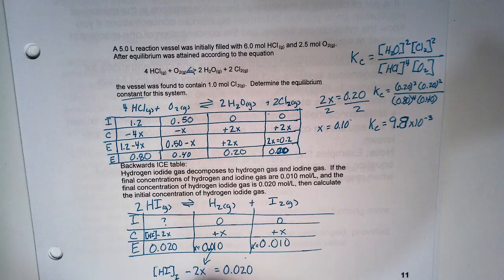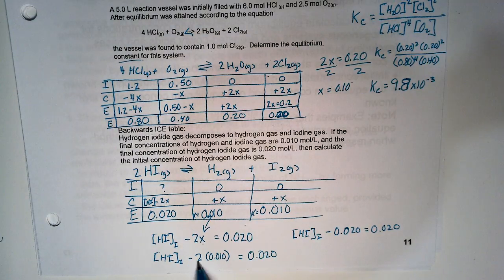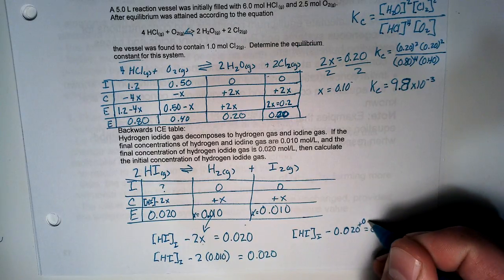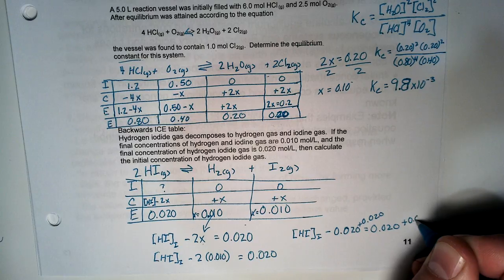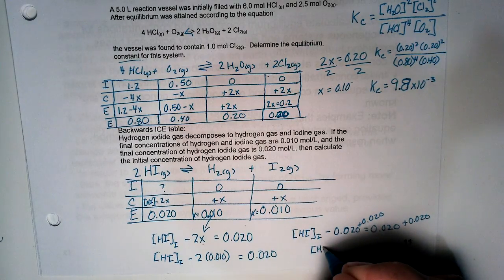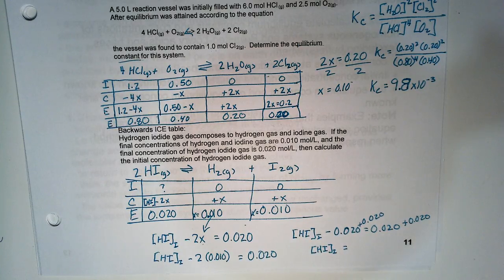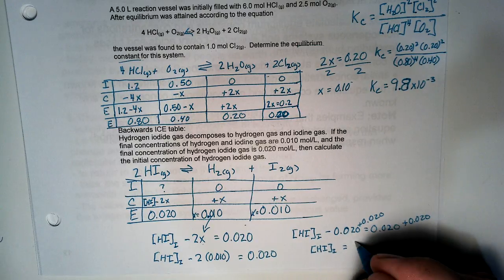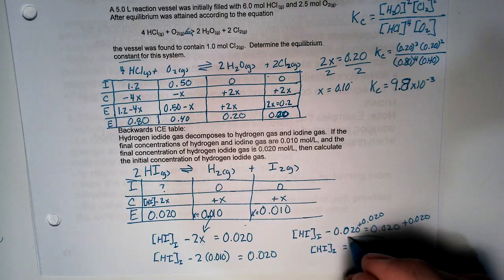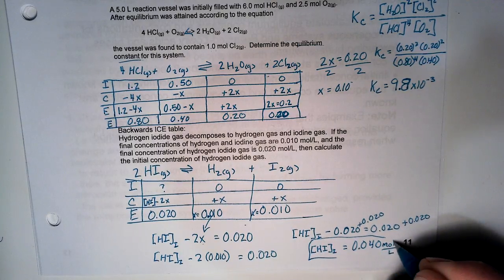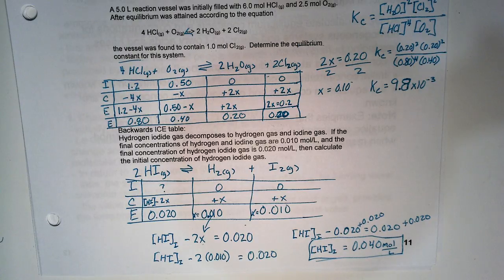HI initial minus 2 times 0.010 equals 0.020. Okay, so we got this, solve for this, put it in. Now we're going to add 0.020 to both sides. So our initial concentration of our hydrogen iodide is just going to be 0.040. And I guess we need moles per liter, keep those units on it, and there we go.